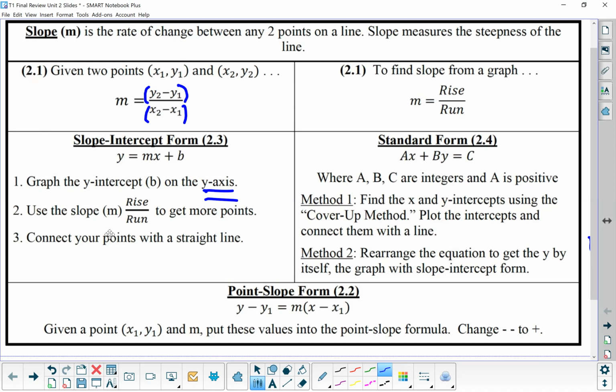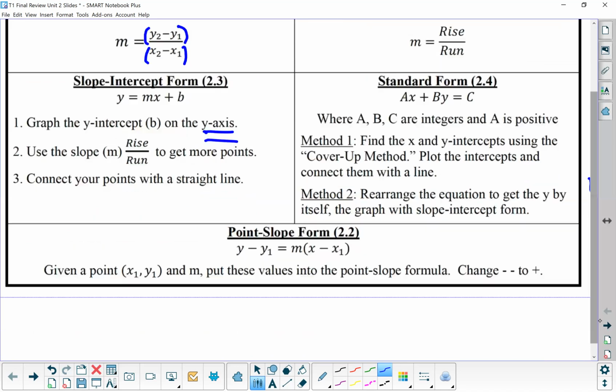If we're in standard form and we want to graph, so ax plus by equals c, where a, b, and c are integers, and a has to be positive. Couple ways we can do that. We could use the cover-up method, where we find the x-intercept and find the y-intercept and connect those points. We could also rewrite our equation to get it in slope-intercept form and then use the slope-intercept form method for graphing.